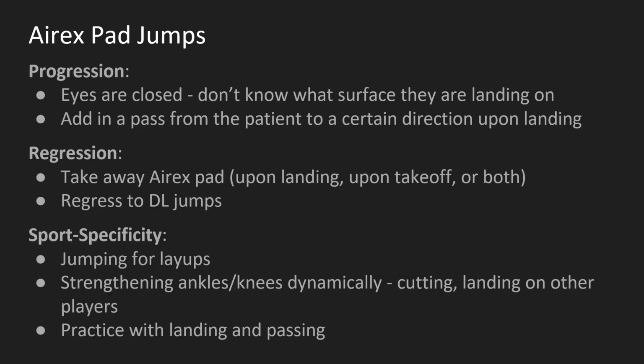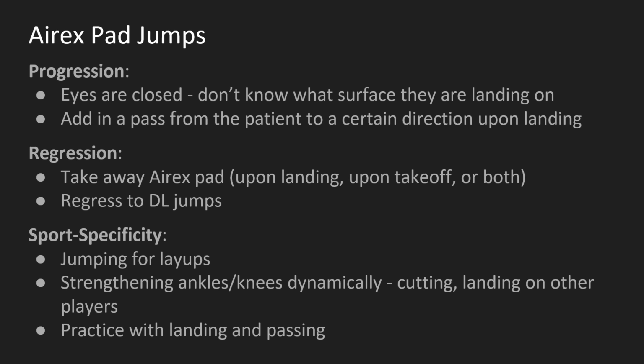To progress this, we can have the patient close their eyes so they really don't know what surface they're landing on, or we could add in a pass from the patient. This will be with eyes open, to a certain direction upon landing. So say they jump up, you say pass to person number 3, and so then they'll pass the ball to that 3 position on the court.